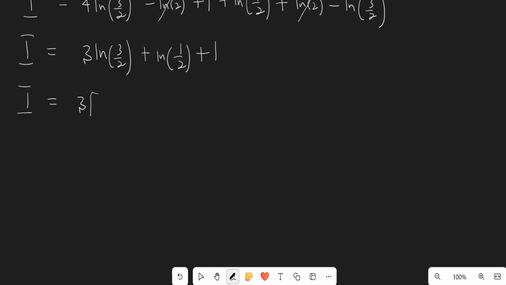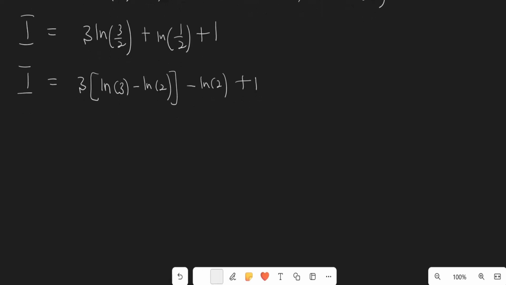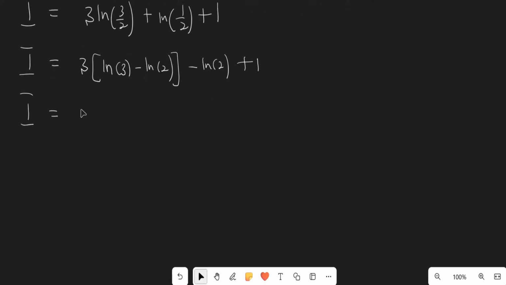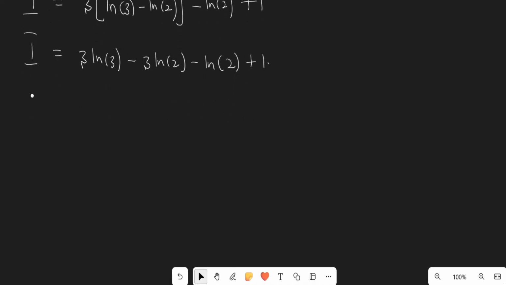So we have 3. This one, using the laws of logarithm, is going to be the ln of 3 minus the ln of 2, right? That is the first one. And ln of 1/2 is negative ln of 2 from the laws of logarithm, plus 1. So what we have now is 3 ln of 3 minus 3 ln of 2 minus the ln of 2 plus 1. Alright, so when you combine this, what do you get? You have 3 ln of 3 minus 4 times the ln of 2 plus 1.